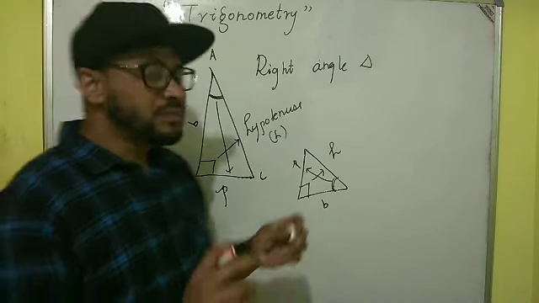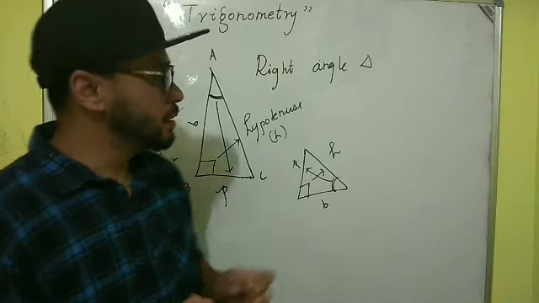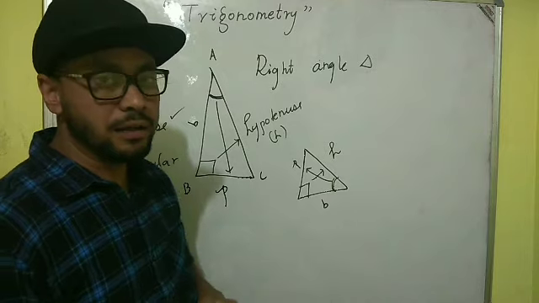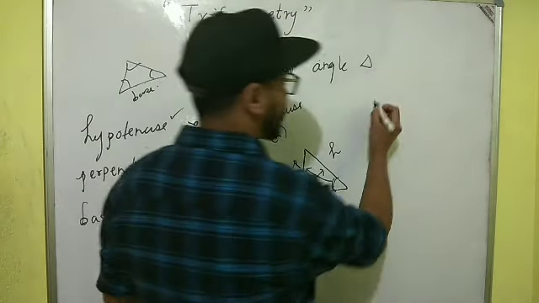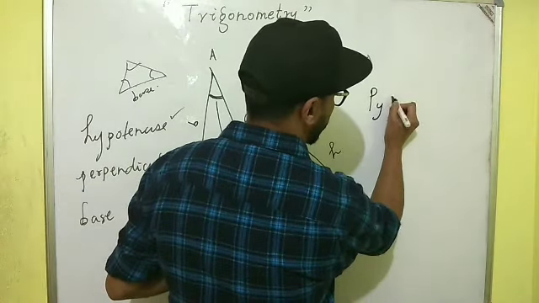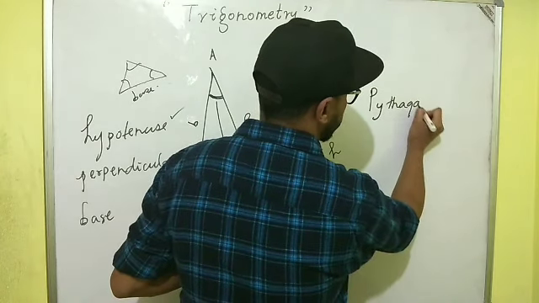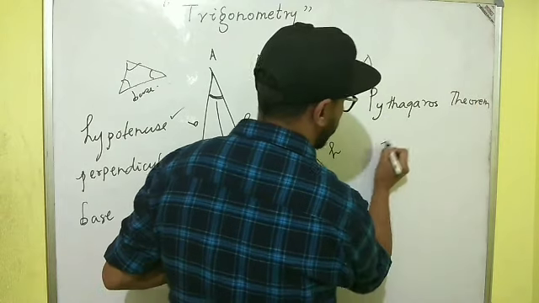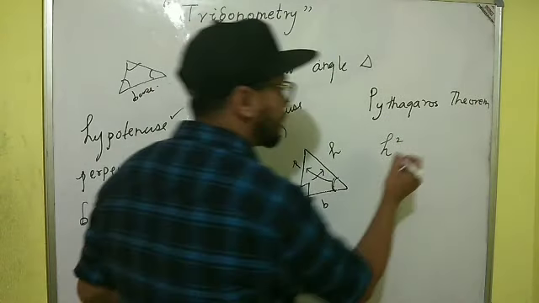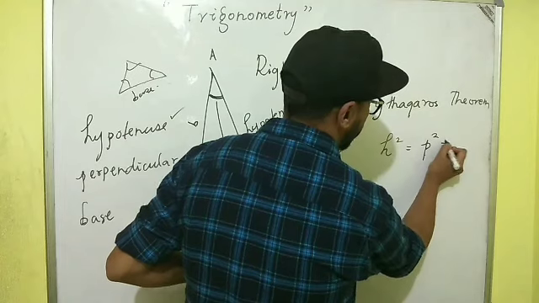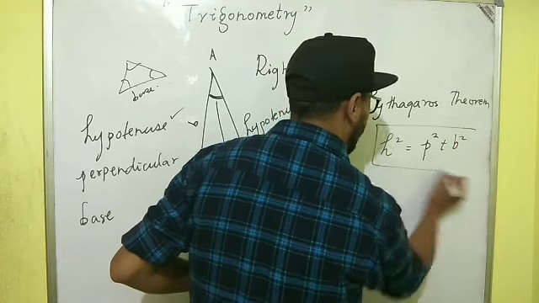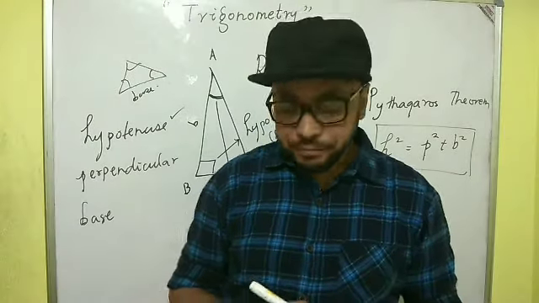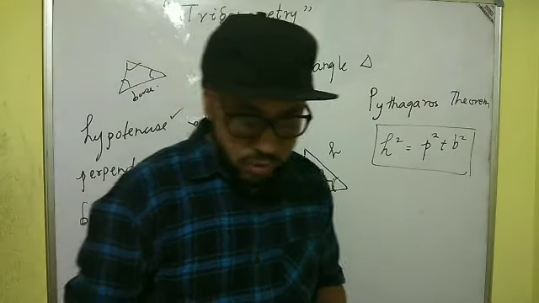Now, there is one theorem which will help us to find the sides of a right angle triangle other than trigonometry. That theorem is given by Pythagoras, and it is called the Pythagoras theorem. According to this theorem, hypotenuse square is equal to perpendicular square plus base square. We can use this formula to find the sides of a right angle triangle. Now, let's move on to trigonometry.